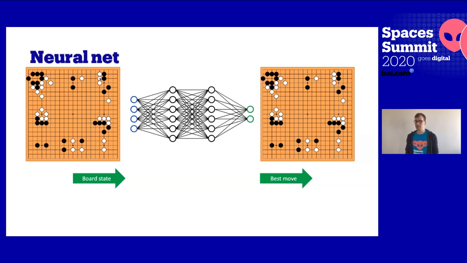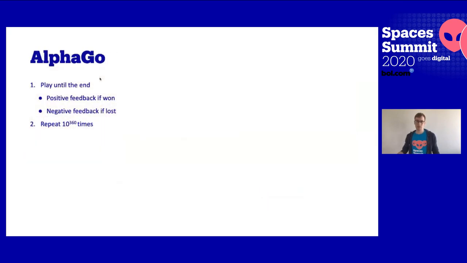What a neural network needs is, it takes a board state and then outputs the best move or a couple of the best moves. But what it needs is feedback. So it needs to know, okay, a good move eventually lets me win. So how do you get this feedback? Well, you play until the end. And then if you won, you give the feedback all the way through the network for every move that you made: this was a good move. And vice versa, if you lose. So you just need to do this 10 to the 360 times, and then you're done.